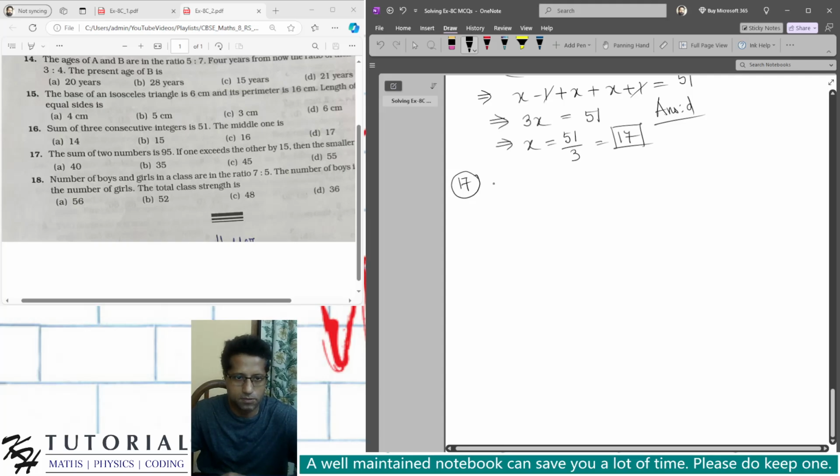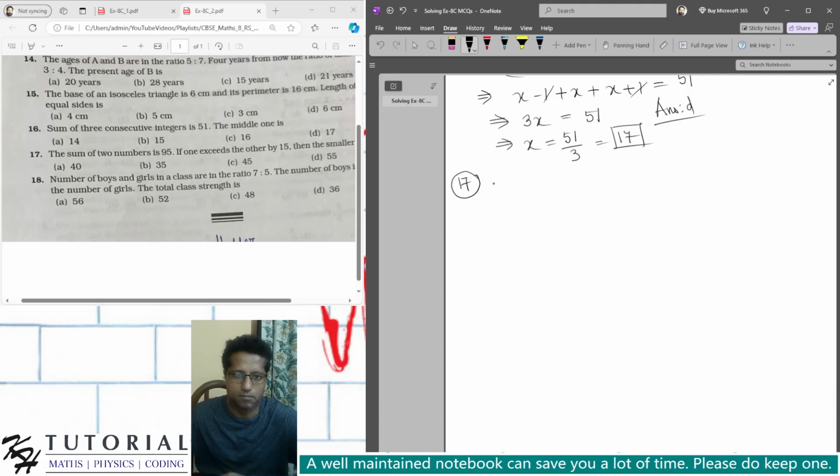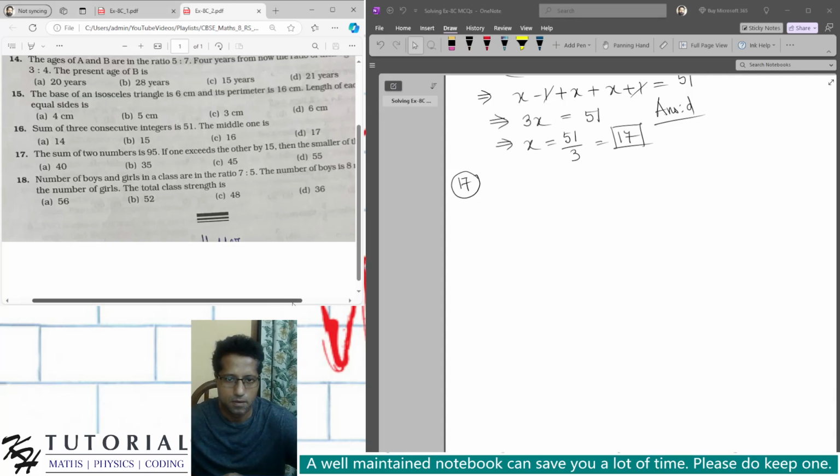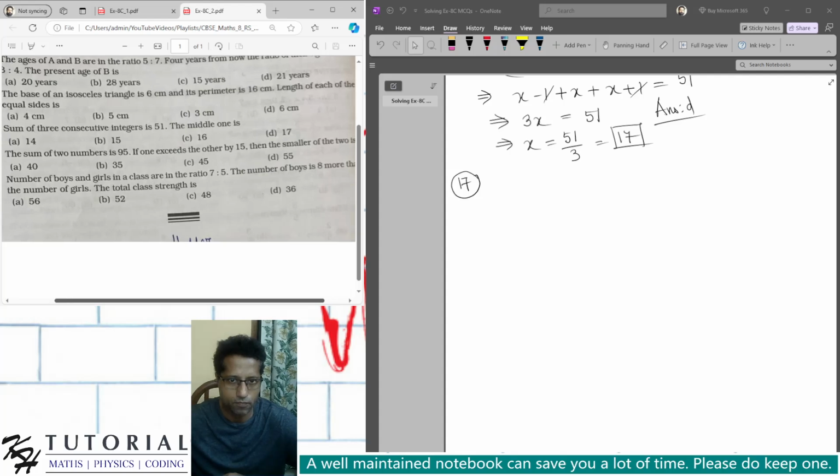The sum of two numbers is 95. If one exceeds the other by 15, then the smaller of the two is. So we have to find the smaller number.